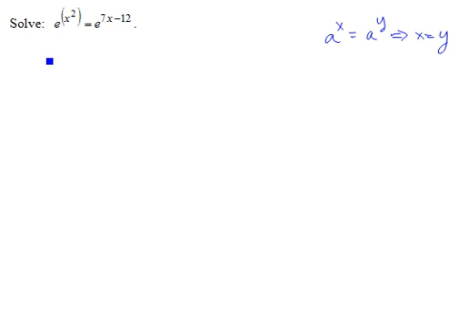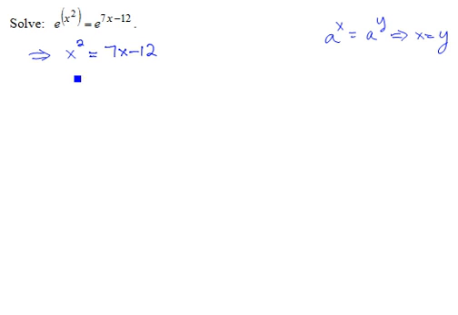And by analogy here, by substituting this exponent for the x and this other exponent for the y, we see that this equation implies that x squared must equal 7x minus 12. That is, if we have the same base and the powers are equal to one another, then the exponents must be equal.